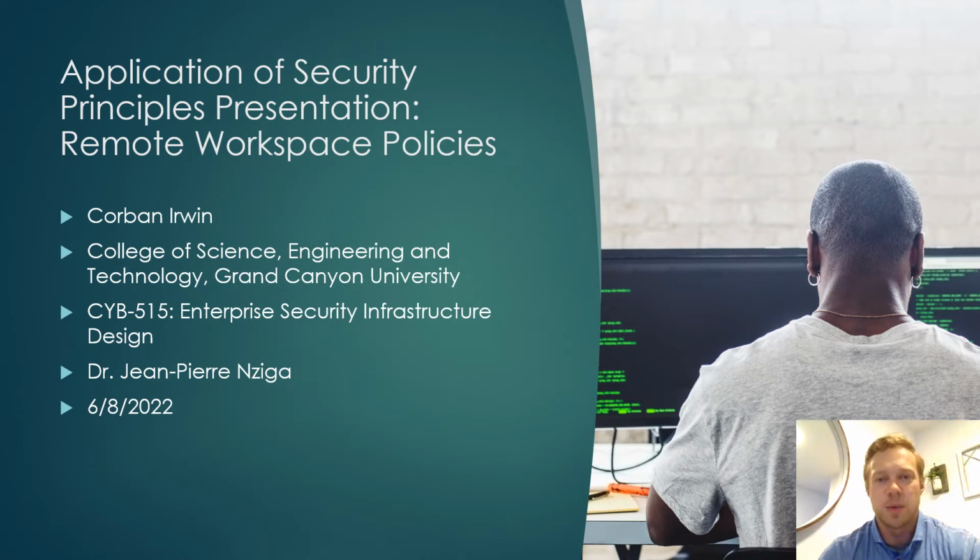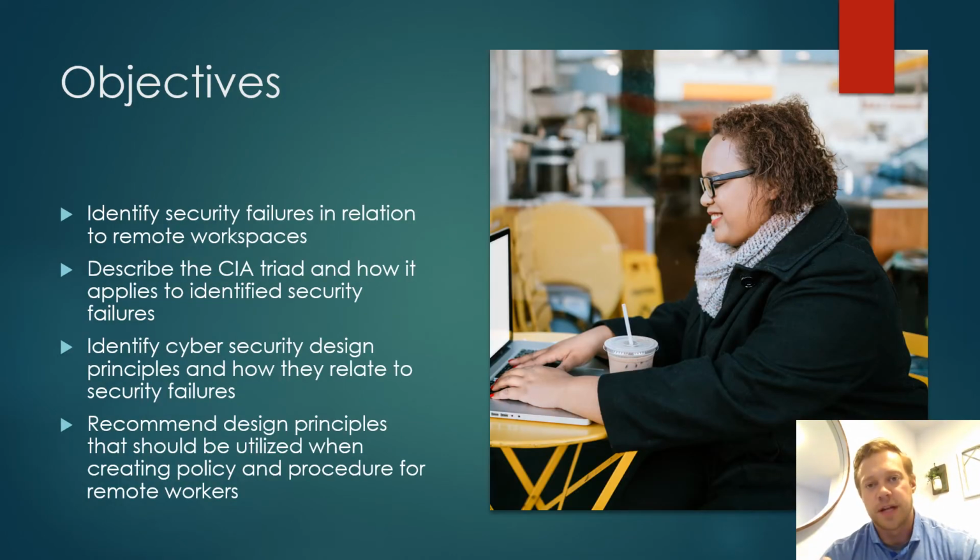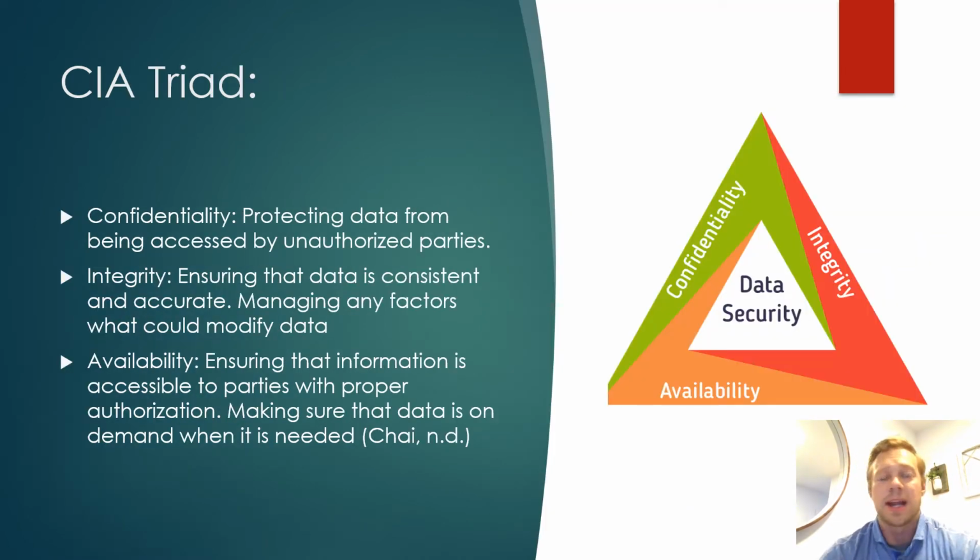I'm here as a part of CYB 515, talking today about remote workplace policies. Some of our objectives today: we're going to identify security failures in relation to remote workplaces, describe the CIA triad and how it applies to the identified failures, and then identify security principles, design principles, and how they relate to the failures as well. We're also going to recommend some design principles that apply to remote work and how we can improve upon it. So what is the CIA triad?